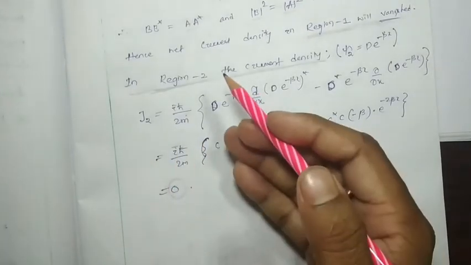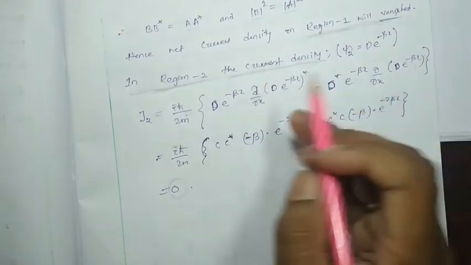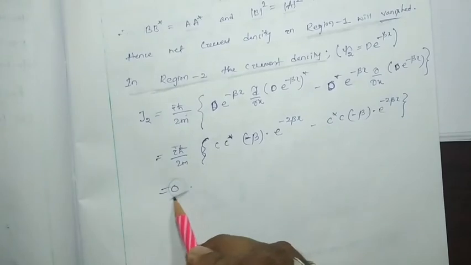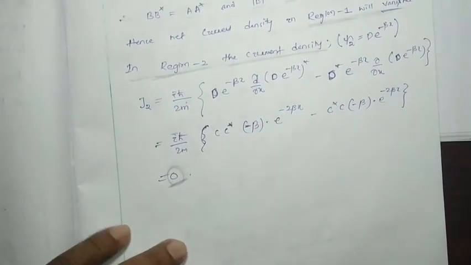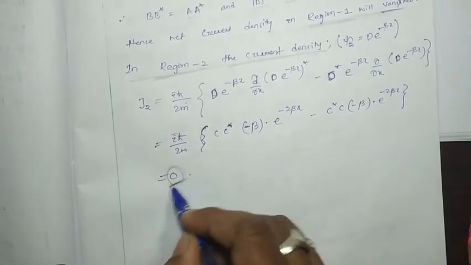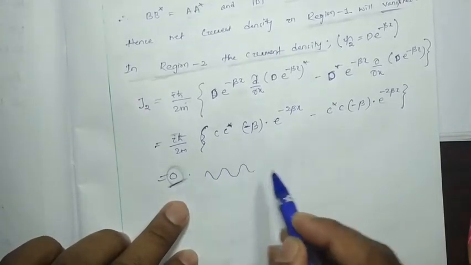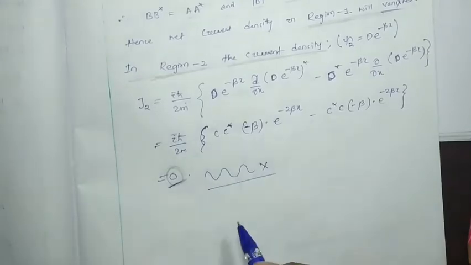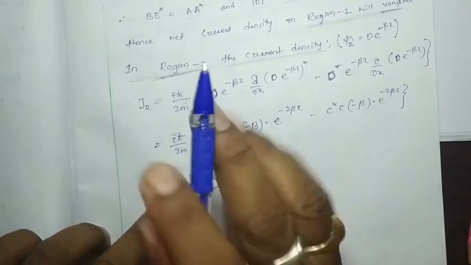Because it is telling that there is no penetration. Only for that it is found that the current density will be 0. Current density 0 means that the oscillation part is not to be considered. But the probability of finding the particle in region 2 will be there.